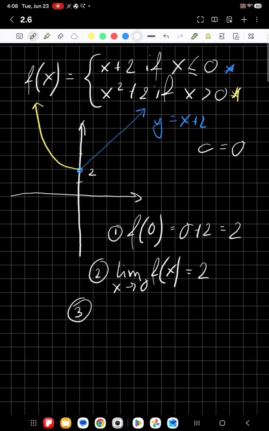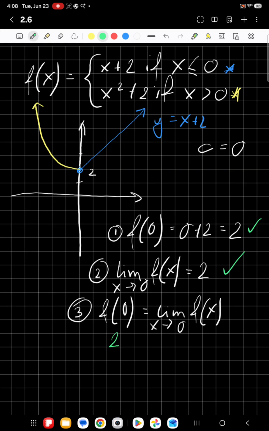Okay, so now we have the last condition. So f of 0, the value of the function at 0, needs to be the same as the limit of the function when x approaches 0. And yeah, seems to be working. So this condition was fine, this condition was fine, and here we have 2 does equal 2. Okay, so I hope you see it. So value of the function, limit 2. Okay.